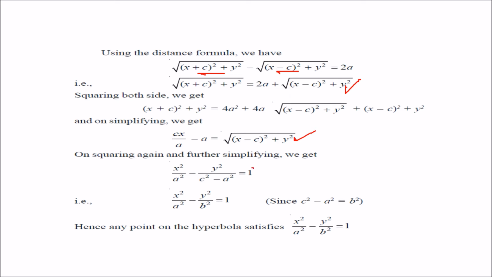When you further simplify it, you come up to c square minus a square in the denominator, and we know that c square minus a square is equal to b square. So x square by a square minus y square by b square will be equal to 1. This is the equation of the hyperbola you have to remember.